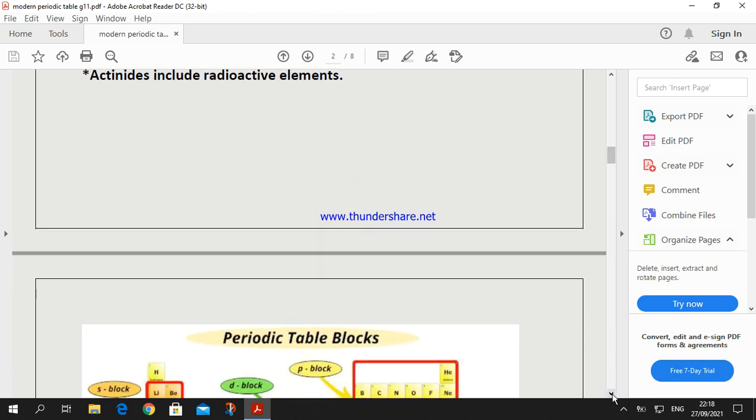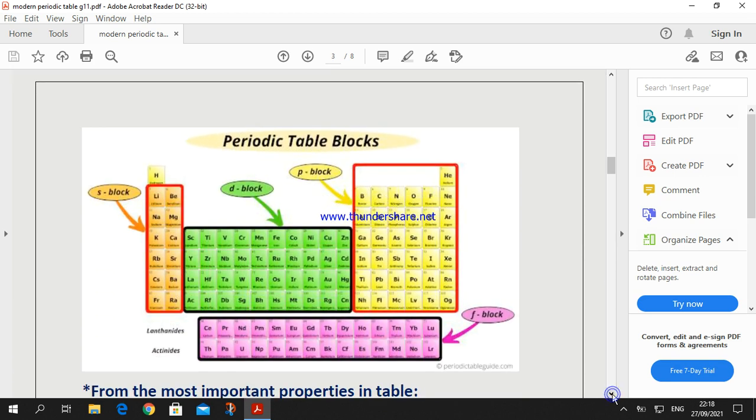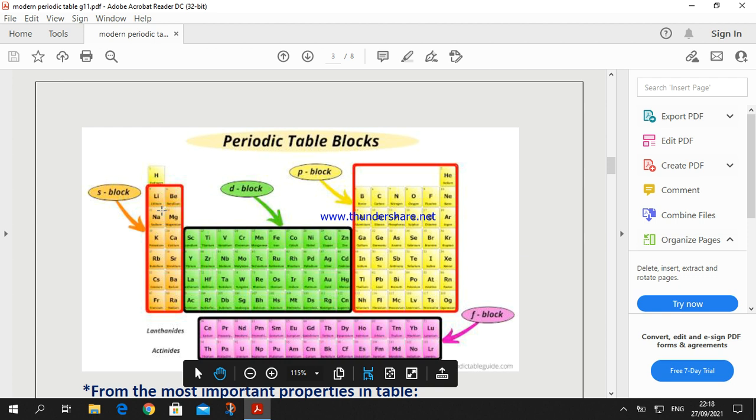Look at this diagram in front of you. We have the first block known as S block elements, okay? It is located at the left side of the table, and it is composed of 2 groups, group 1A and group 2A. Group 1A is known as alkali metals, while group 2A is alkaline earth metals, okay? So the S block elements are located at the left of the table, composed of 2 groups, group 1A and group 2A. Group 1A is known as alkali metals, okay, and group 2A is known as alkaline earth metals.